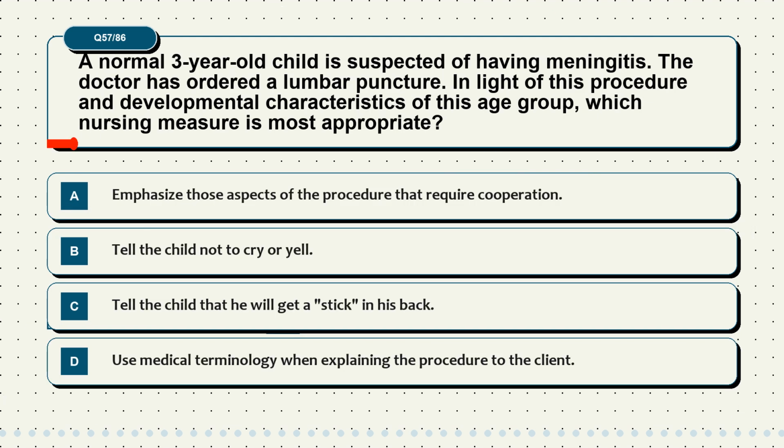Question 57. A normal 3-year-old child is suspected of having meningitis. The doctor has ordered a lumbar puncture. In light of this procedure and developmental characteristics of this age group, which nursing measure is most appropriate? Here are the options. Option A. Emphasize those aspects of the procedure that require cooperation. Option B. Tell the child not to cry or yell. Option C. Tell the child that he will get a stick in his back. Option D. Use medical terminology when explaining the procedure to the client.